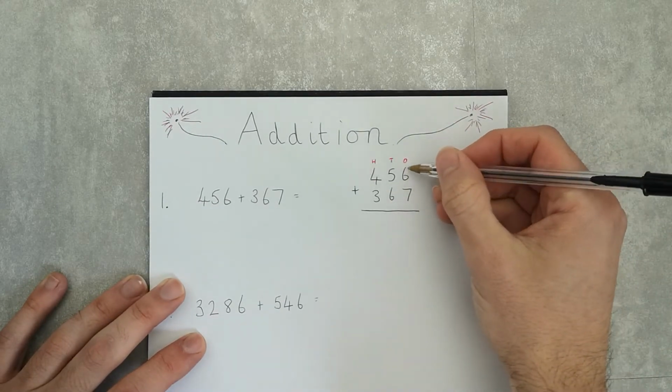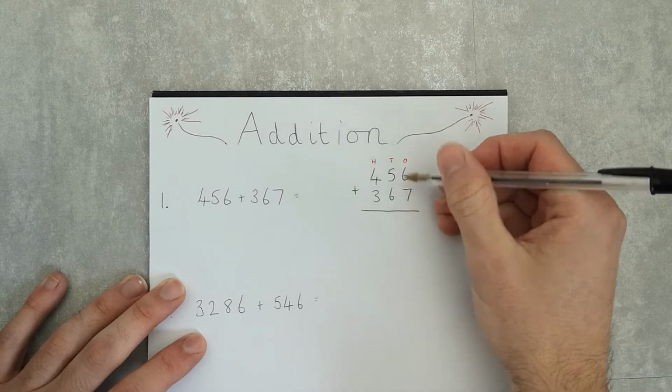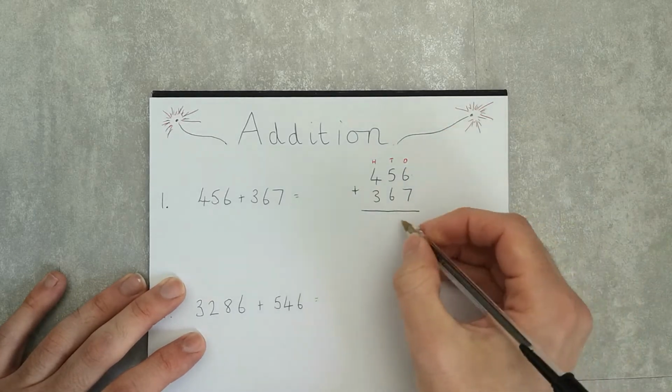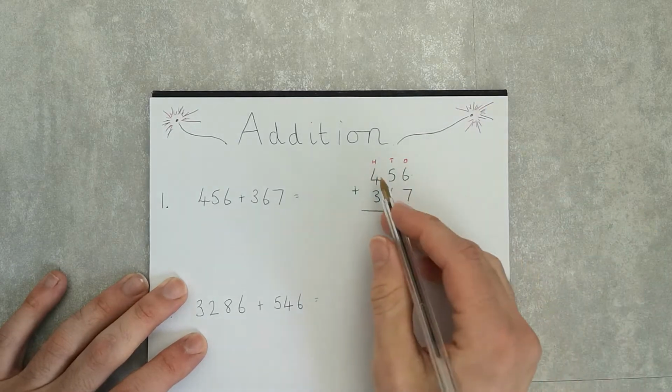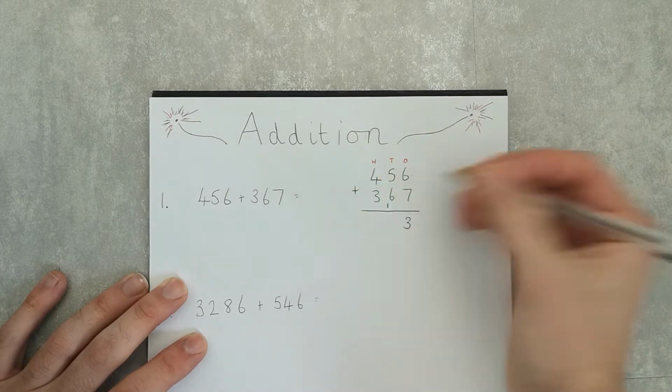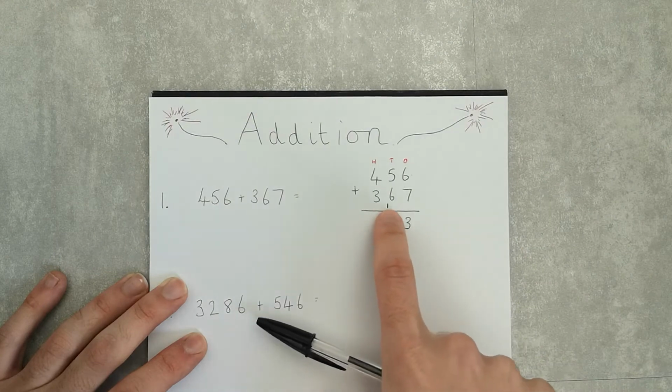We're going to start by adding 6 and 7. So 6 add 7 would give me 13. So I've got my 3. Now my ten needs to move over into the tens column. So I'm going to put it just below so it reminds me that I need to add it.